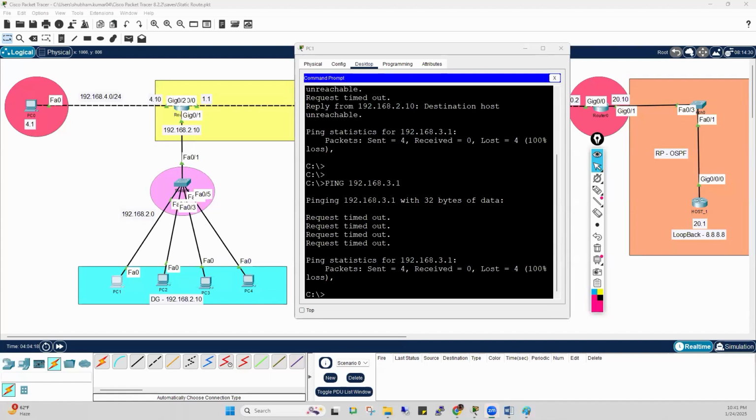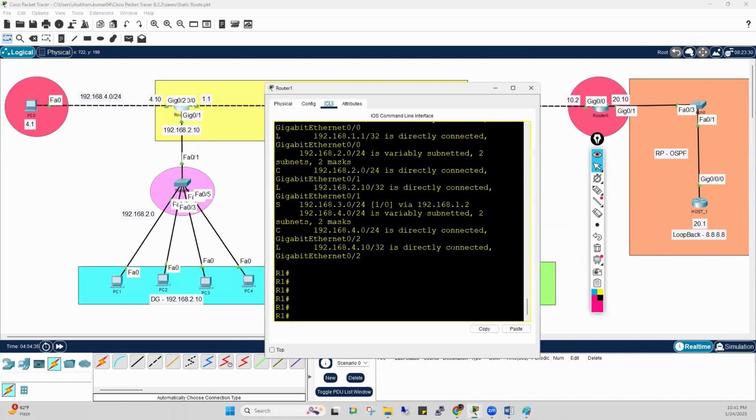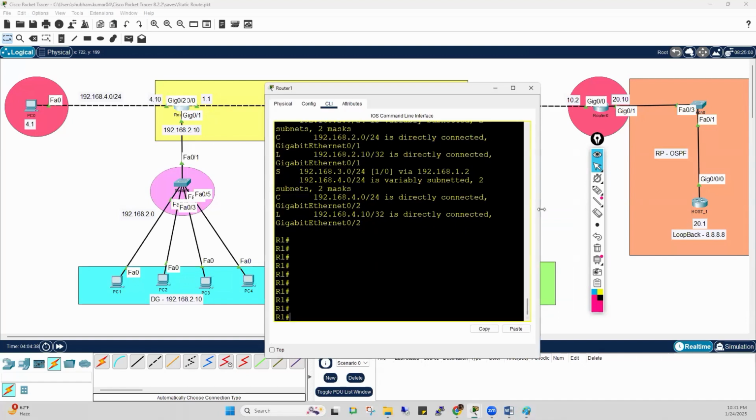Yes, in real-time networks we use both. There are multiple scenarios where we configure these routes manually, and there are multiple scenarios where we use dynamic routing also. Clear? So in real-time scenarios, we use both. Now see here, guys. Come here on this router.